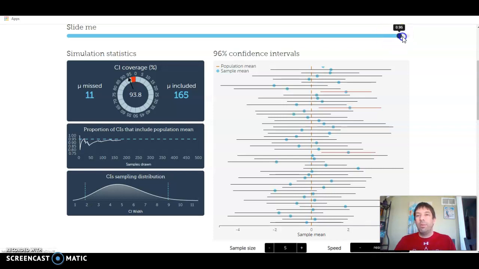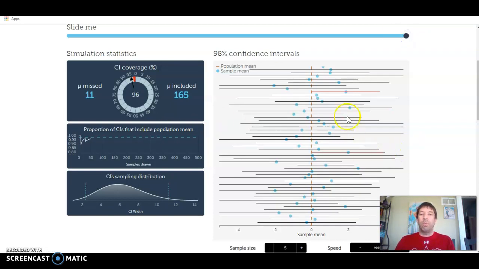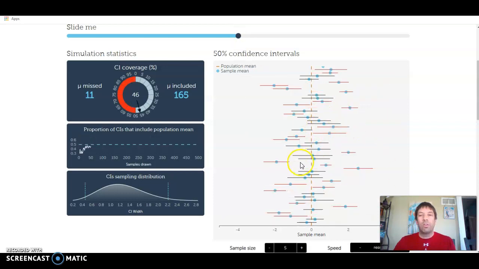So let's see what happens as we take this up to 98%. Okay? We can see those bars just got wider. If I said you only have to be 50% confident that your range is going to capture the population, well, now that means that 50% confident, you expect to be wrong half the time. So if I take this down to 50%, those confidence intervals shrink quite a bit. Notice a lot more of them are red, about half of them, because we would expect to be wrong half the time.